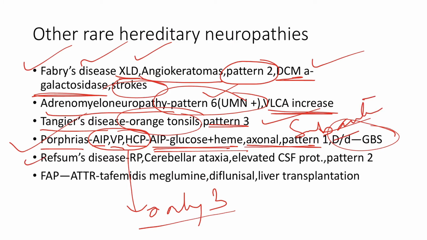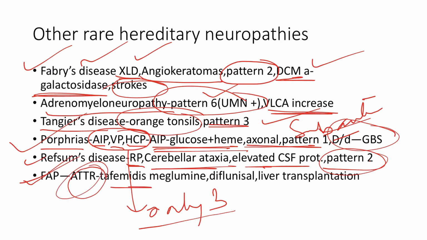Refsum's disease, you get elevated CSF protein, you get cerebellar ataxia, and you get retinitis pigmentosa and a DSPN pattern. Familial amyloid polyneuropathy is due to a mutation in the ATTR, and there are two new drugs which have come out, that is tafamidis and patisiran. Diflunisal can also be used, but the definitive treatment has to be liver transplant actually, but the success rate is not that great, but it definitely reduces the production of ATTR, because the liver is the main source of transthyretin production.